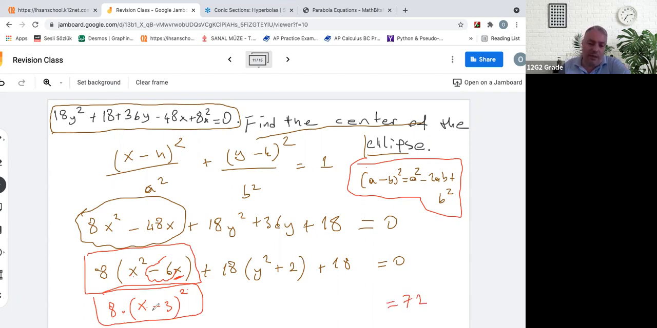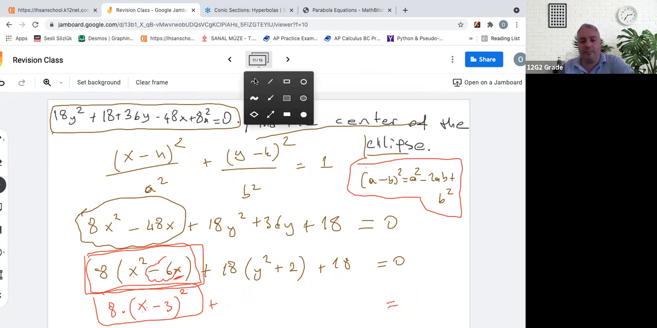One more time. When I expand this parenthesis, x squared minus 2 times x times 3, negative 6x, plus 3 squared, 9. This 9 multiplied by 8 is 72. So 9 times 8, which is 72, I don't have here. So I should add it to the right side. Since positive 72 and the other 72 will cancel each other, for that reason.